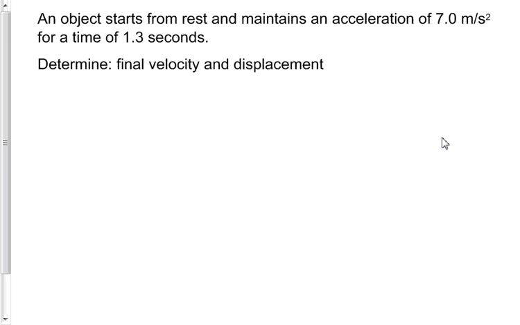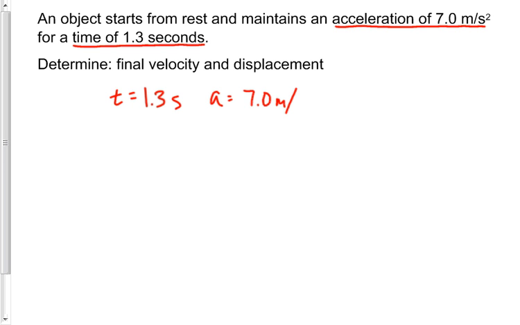What I find most convenient to do, however, to start, regardless of how you end up finishing, is to identify your givens. What are the things that are given in the problem? So in this case, I see a couple of givens right off the bat. I see that the time is 1.3 seconds. I see that the acceleration is 7.0 meters per second squared.